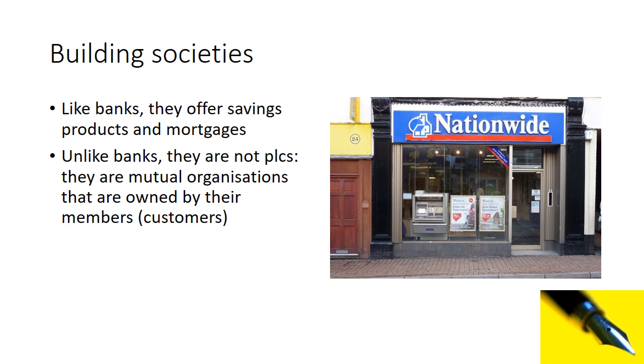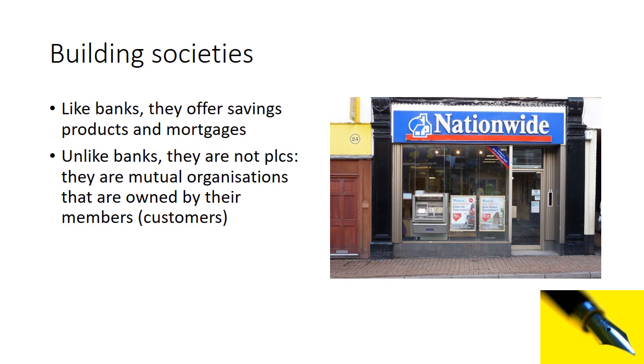So building societies tend not to be PLCs. They're not public limited companies. So you can't buy shares on the stock exchange in building societies. They are what we call mutual organizations. So they are owned by their members. That's their customers. So if you have an account with a building society, you have rights to both go to and speak at annual general meetings, and you can vote on any issues that the building society is discussing at their annual general meeting or deciding upon. And it's one member, one vote.